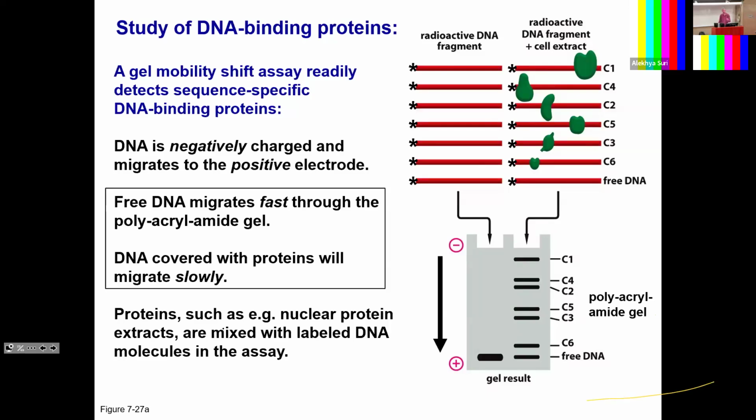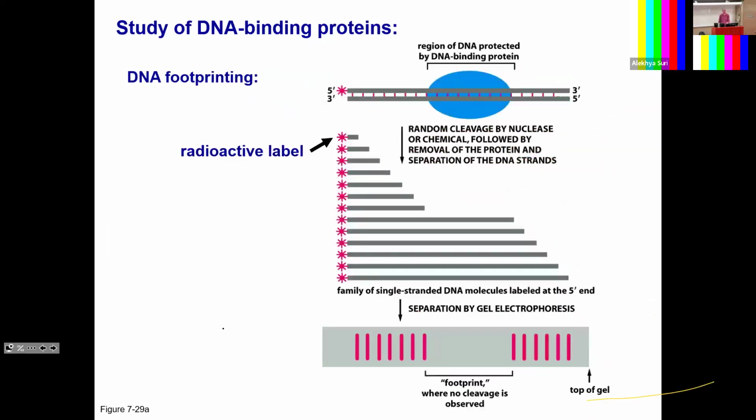It doesn't tell you where it binds along the DNA fragment. So here we come to method 2, which is called DNA footprinting. It uses the same principle, a radioactive labeled DNA fragment, but here we would discriminate the location of the protein, where it would bind.